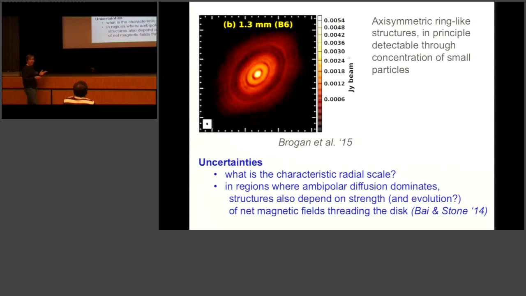Okay, so that's zonal flows, and even though it's maybe a little bit early, let's stop here for a 5-minute break, because then we'll switch to a different topic, which will be vortices.